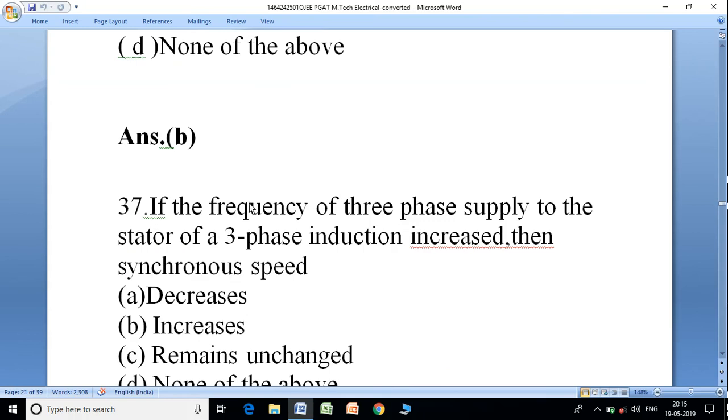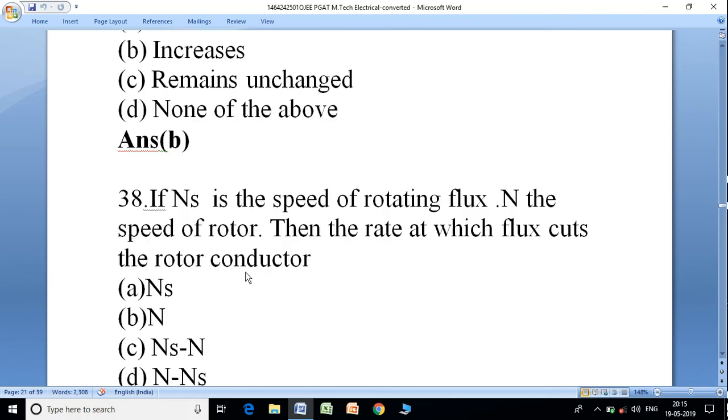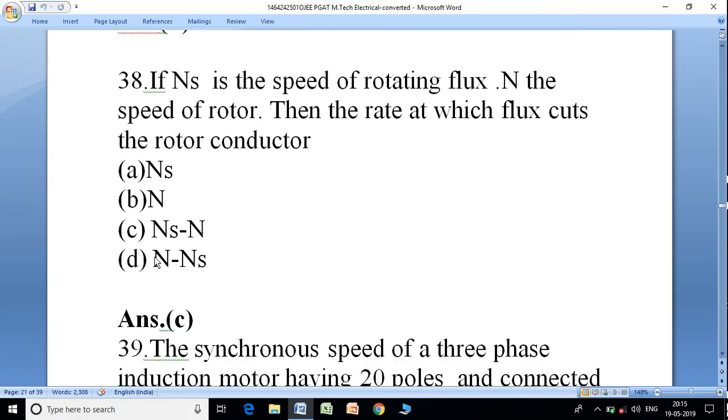If the frequency of the three-phase supply to the stator of a three-phase induction motor increases, then synchronous speed also increases, because Ns is equal to 120f by P. So therefore, when frequency increases, synchronous speed increases. If Ns is the speed of the rotating flux and N is the rotor speed, then the rate at which flux cuts the rotor conductor is Ns minus N. Sorry, Ns minus N is the correct answer.